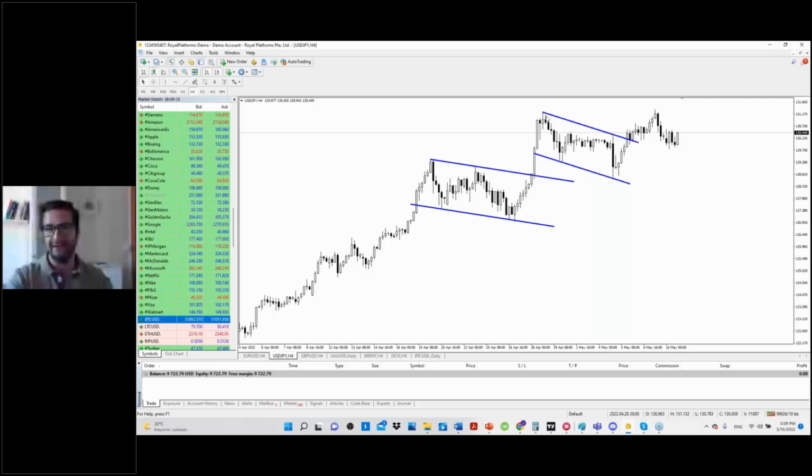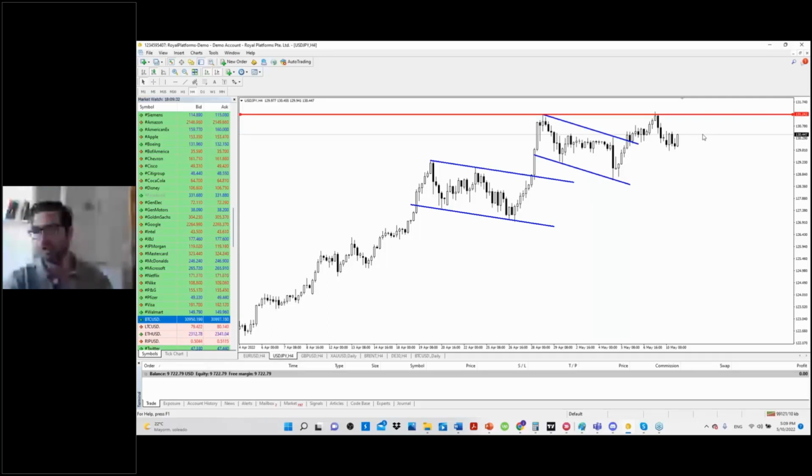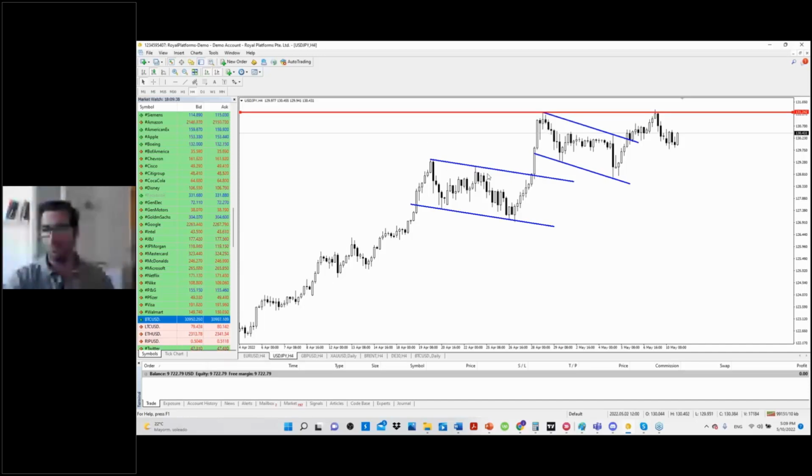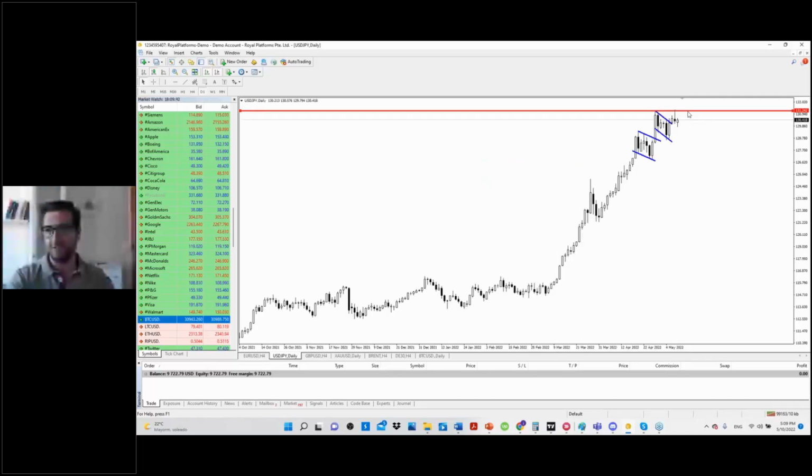So the price is inside this bullish flag and managed to break it. However, it is struggling around this swing high here. The market failed to break this previous swing high, which is 131.24. For me, if I need to trade this pair, I would wait until the market breaks this level and maybe consider a buy position above 131.24.